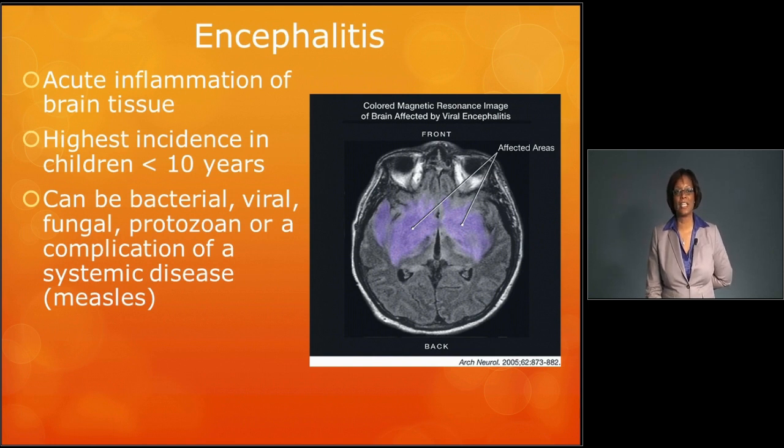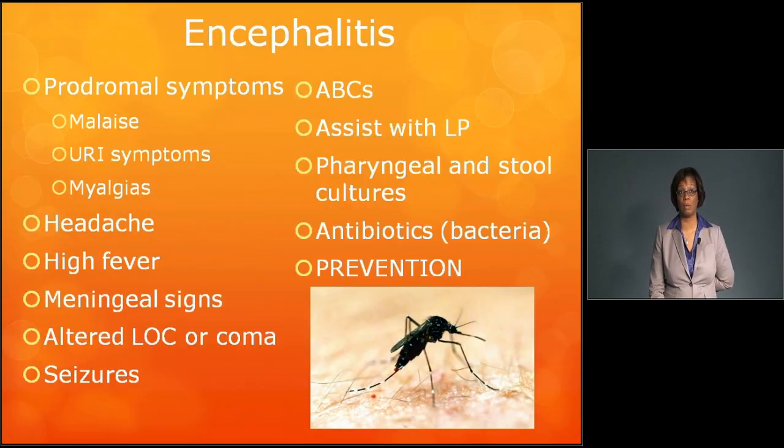So encephalitis is an acute inflammatory process of the brain tissue. And we see the highest incidence in this in children less than 10 years of age. And typically see it in other countries as well, not so much in the U.S. It can be bacterial, viral, protozoan, or fungal, and it can also be a complication of other disease. Some of the childhood diseases that, in theory, we treat for because we immunize. But when children don't get immunized, they are at risk of getting some of these more complicated diseases. In addition to measles, encephalitis is a consequence of chickenpox as well.